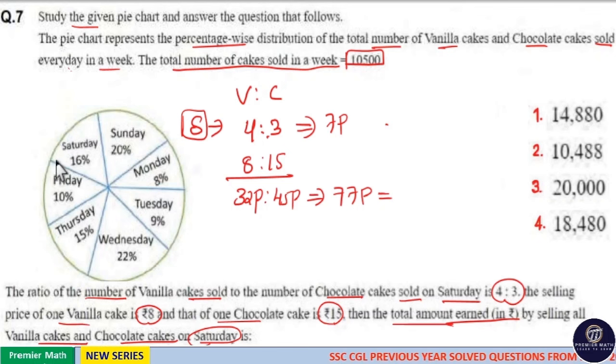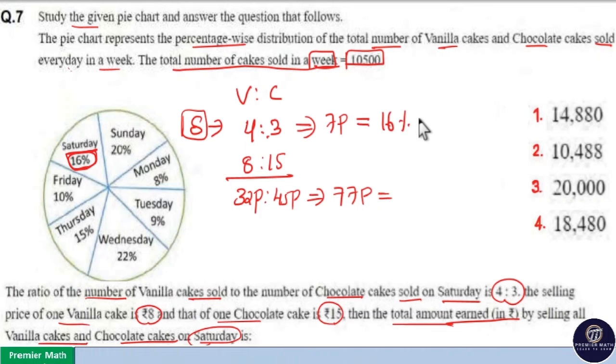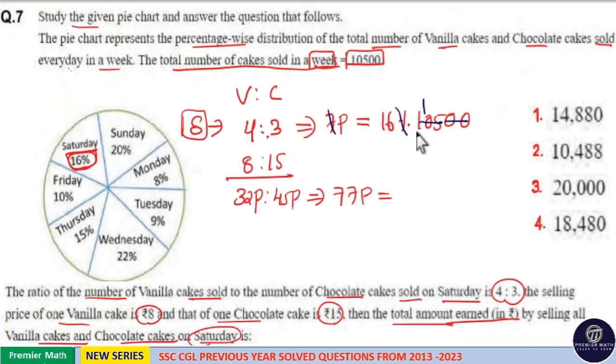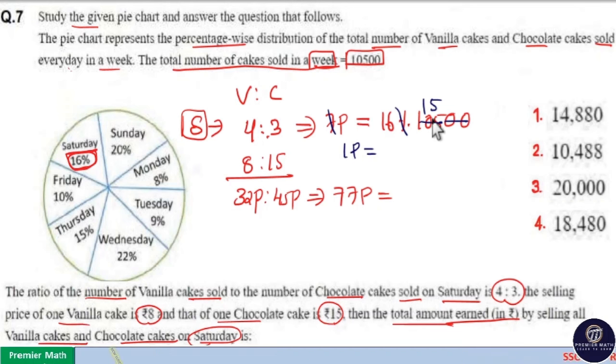Here the question says Saturday's total number of cakes sold is 16% and the total number of cakes sold in a week is equal to 10,500. So out of this 10,500, 16% of the cakes were sold on Saturday. So this 7 part is the total number of cakes sold on Saturday, which is equal to 16% of 10,500. Now here the percentage and 00 cancel. 7 goes 1 time in 10, remaining 3, 7 goes 5 times in 35. So 1 part is equal to 16 into 15.